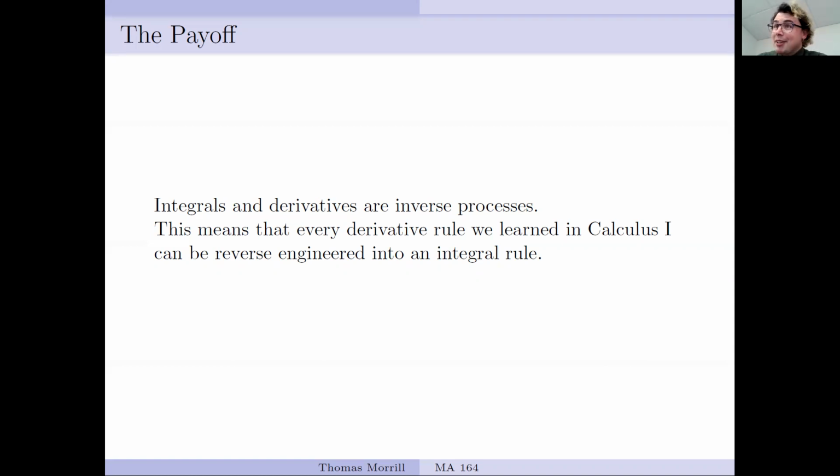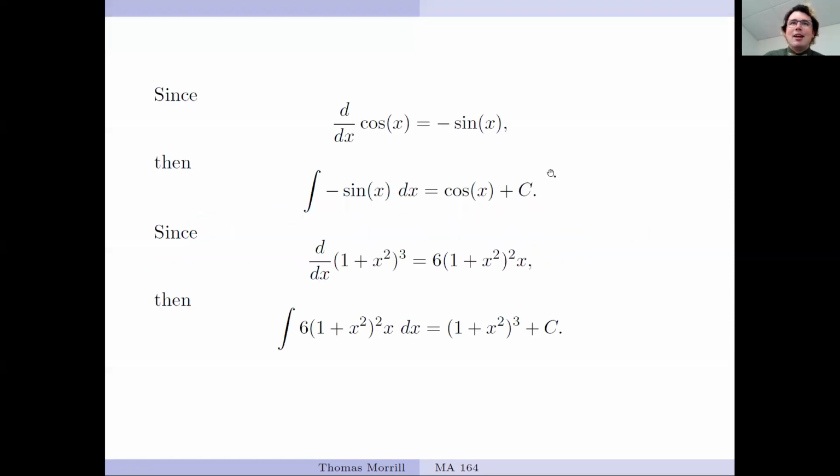Now, the payoff to this means that every single thing we learned about derivatives back in Calculus 1, we can take any of those formulas and rewrite them into a formula for integrals instead. Let's take some easy ones just to start off this idea. So here are some derivative rules.